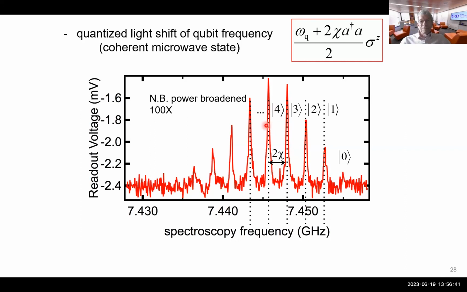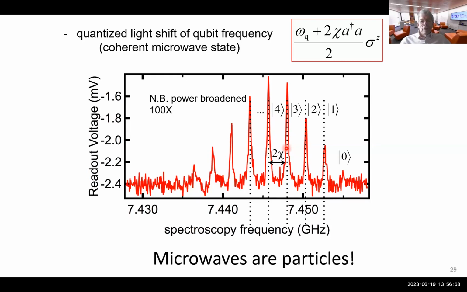I told you these were separated by thousands of line widths, but the students were impatient and used high power to do the readout and measure the state of the qubit. And so these are what are called power broadened by a factor of 100. So what we can learn from this, the lesson is that microwaves, despite their name, are particles and they can be counted. Even though they have 100,000 times less energy than a visible optical photon, they're particles and you can count them.